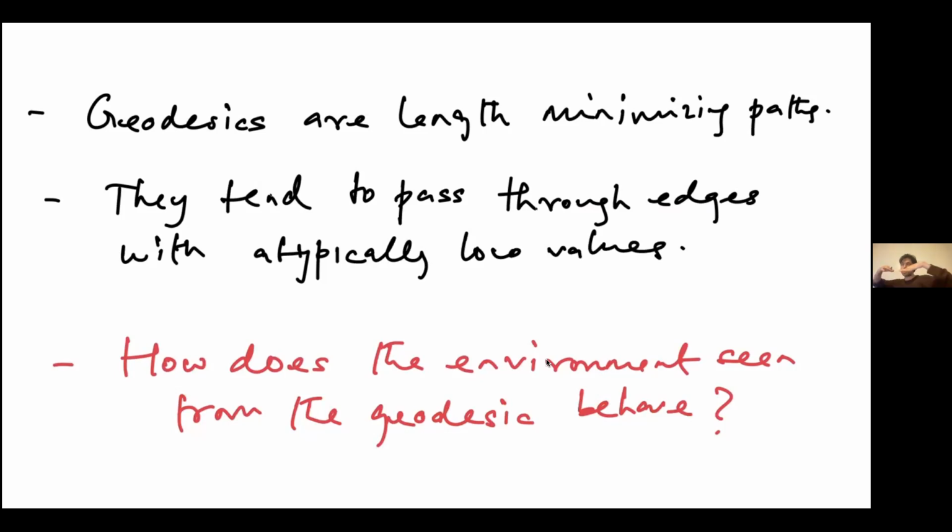Which means that you have all these edges with random weights, and the geodesic will tend to pass through the ones that have atypically low values because it's trying to minimize its length. So it's an important question to understand how the environment behaves if you look at it from the geodesic. Because the geodesic has this tendency to pass through low values, if you sit on the geodesic and look at the environment from that vantage point, it will be different from if it were just rooted at the origin. So the broad goal is to understand what the disparity is.